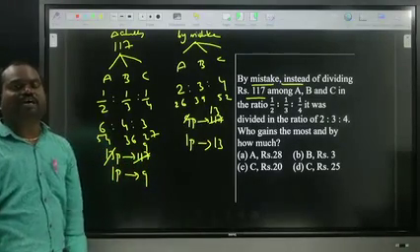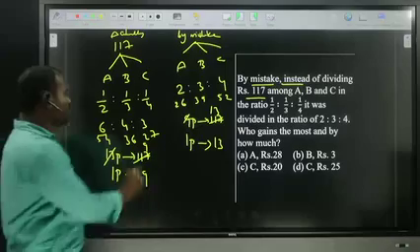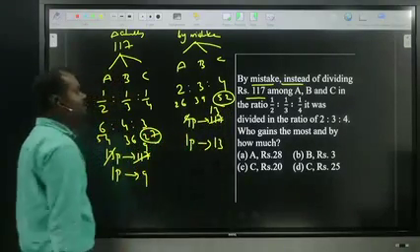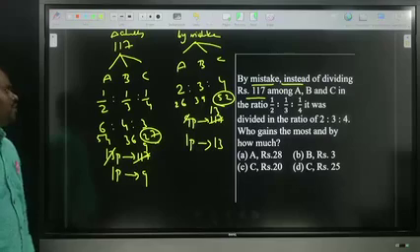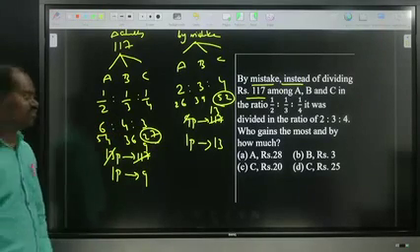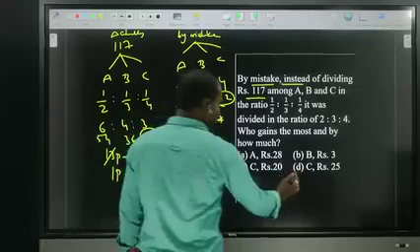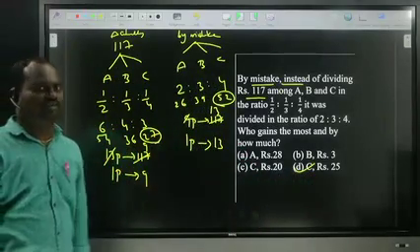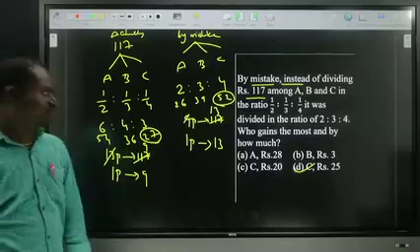Compared to the actual, C was getting how many more? 27 and 52, what is the difference? It is 25 rupees. C was getting more by 25 rupees. Option D. C was getting 25 rupees more. Right?